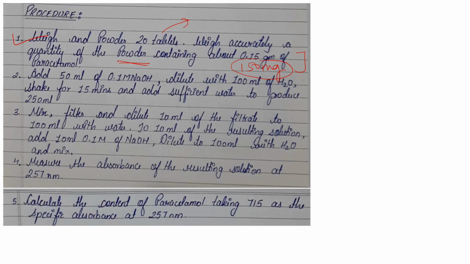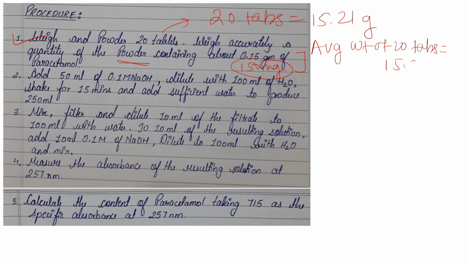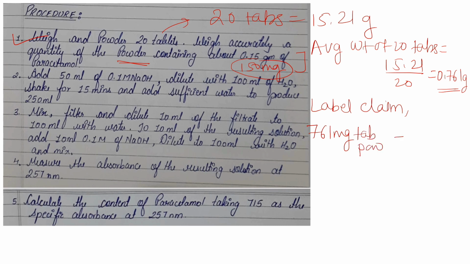Now weight of 20 tablets will be provided to you. So here let me take weight of 20 tablets is equal to 15.21 grams. So this will give me average weight of 20 tablets. So average weight of 20 tablets will be 15.21 divided by 20, and this is coming out to be 0.761 grams. And according to label claim, 761 milligrams. What is this 761? This has come from here. So 761 milligrams of tablet powder contains 650 milligrams of paracetamol, right?